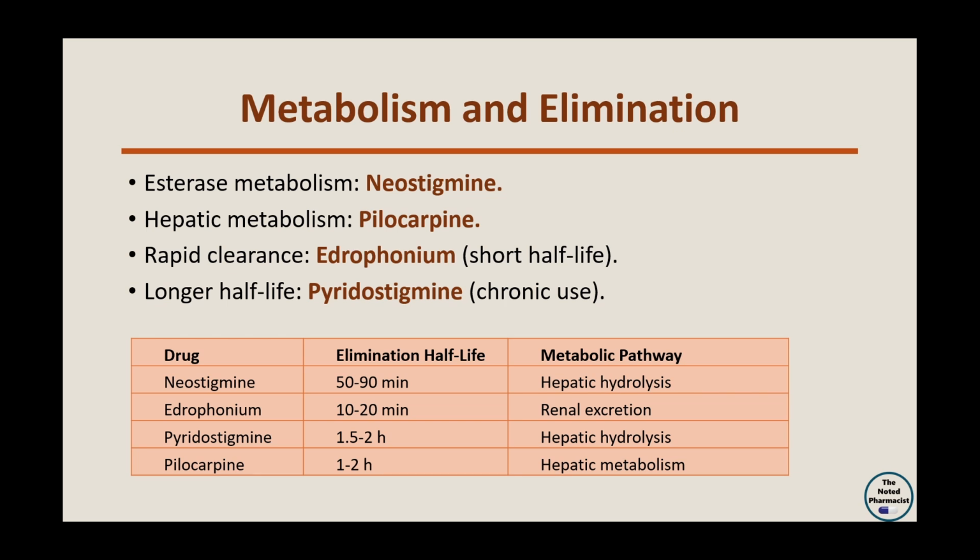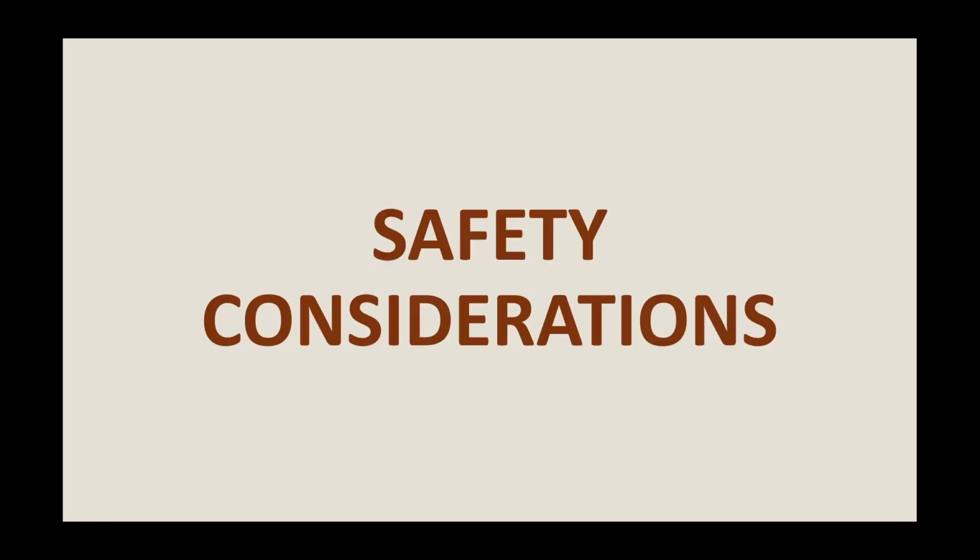Drugs like edrophonium, with a short half-life due to rapid renal clearance, are particularly useful for diagnostic purposes, such as in myasthenia gravis testing. By contrast, agents like pyridostigmine exhibit longer half-lives, making them suitable for chronic management of conditions like myasthenia gravis. Now that we've explored the pharmacokinetics of parasympathomimetics, let's shift our focus to their safety profile, a critical aspect of understanding these drugs.